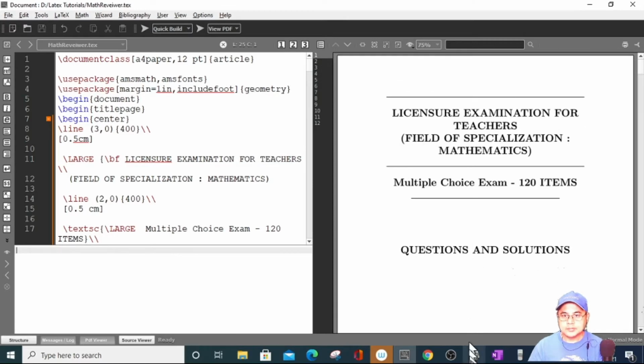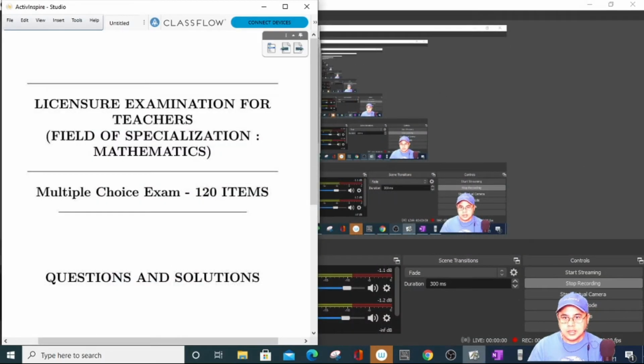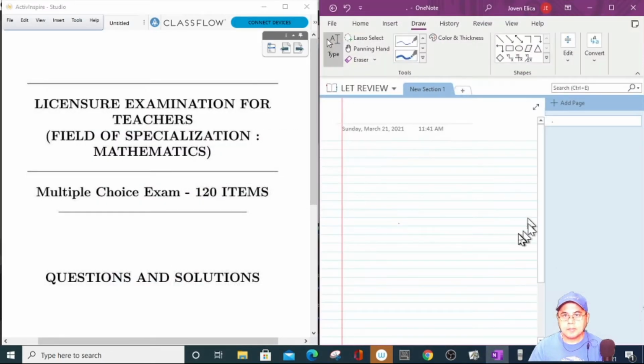All right, so I'm going to open it in ActivInspire Studio. I'm going to minimize this one. And I'm going to use another application, which is OneNote, as my digital whiteboard. All right, so let's begin.